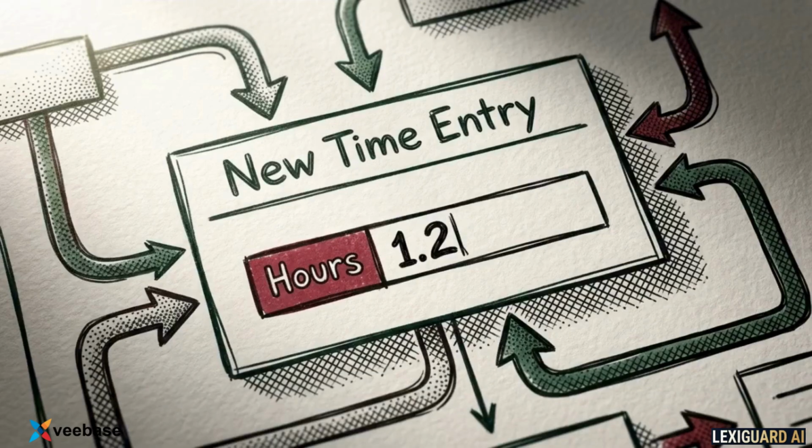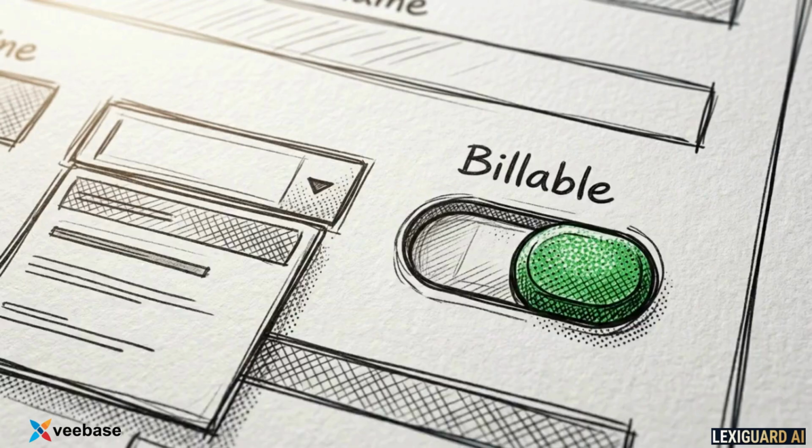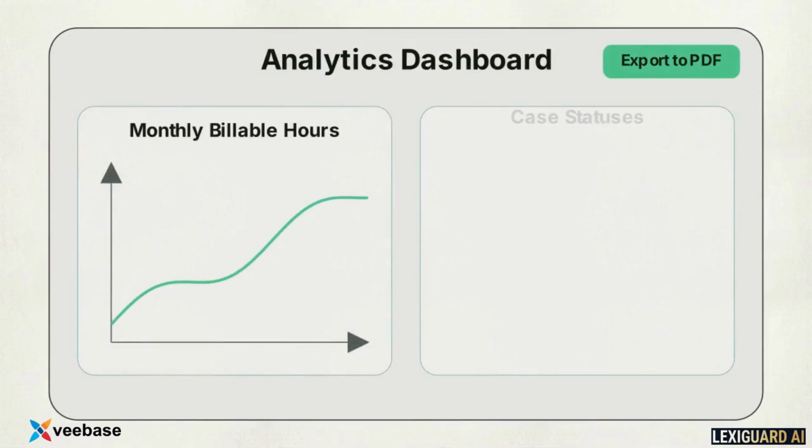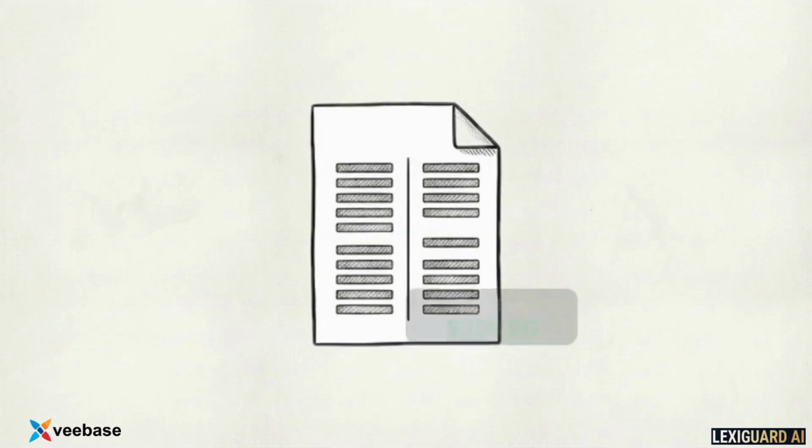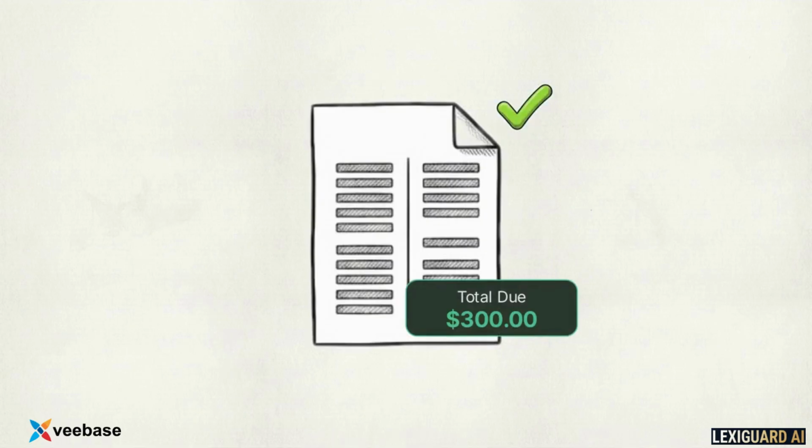Open the Time and Expense module. Log the 1.2 hours spent on this contract review, link it to the active case, and click the toggle to mark the entry as billable. As you log time, the entry feeds into the analytics dashboard, updating monthly billable hours and revenue projections in real time. Finally, click Export to PDF. The system instantly compiles your tracked time, expenses, and case details into a standardized, ready-to-send client invoice.